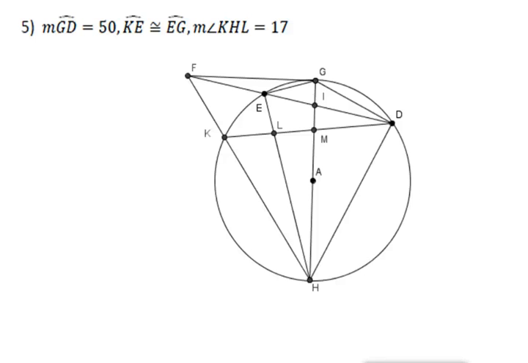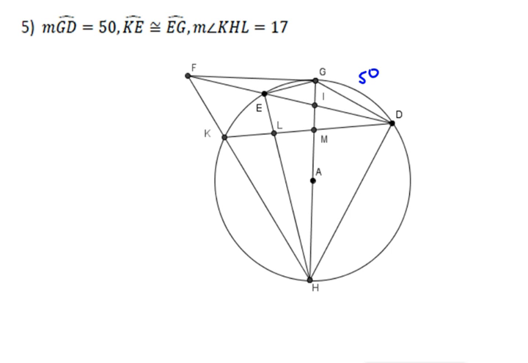Okay, so on this problem, we're looking at finding the value of the different angles. And so we start by knowing that GD is 50. And as I normally do on a problem like this, I'm going to go through and decide what that tells me.